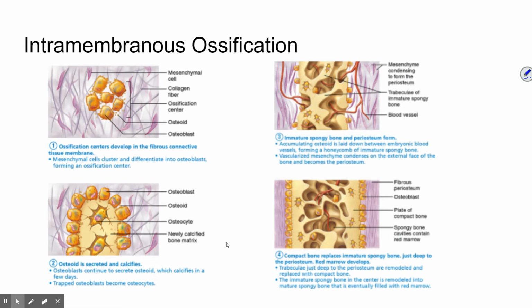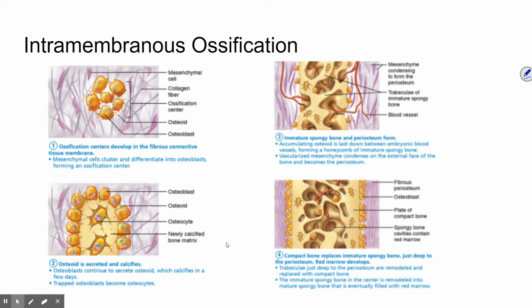Next, you have intramembranous ossification. Intramembranous ossification forms from the cranial bones of the skull and the clavicles. And so this type of ossification begins at around 8 weeks, and it has 4 steps. So remember, it's different. There's not that cartilage there.